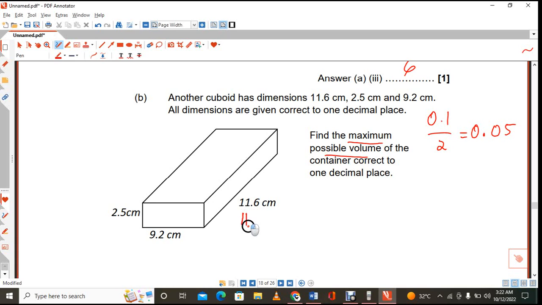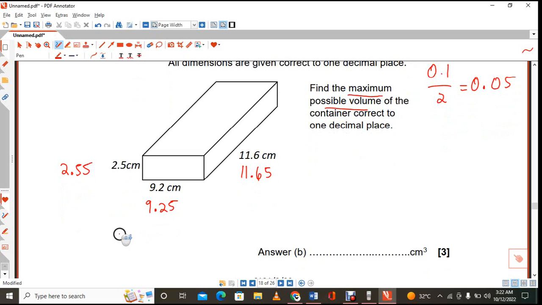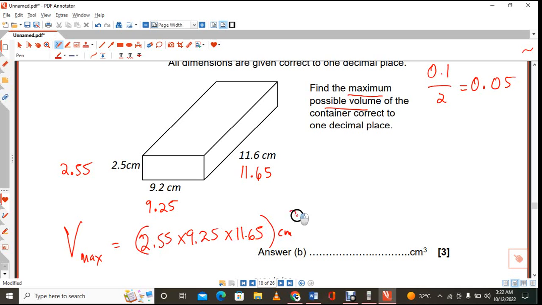So this is going to be 11.65. This is going to be 9.25, and this is going to be 2.55. You need to find the upper bound of each of those dimensions, those measurements, and then you now find the maximum volume, right? So the maximum volume is going to be 2.55 times 9.25 times 11.65, all of this in cubic centimeters.